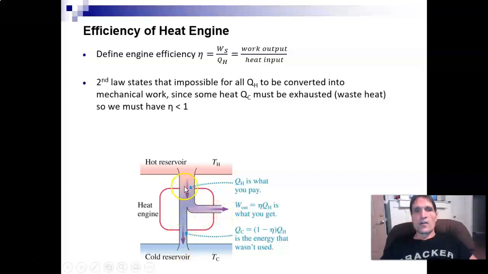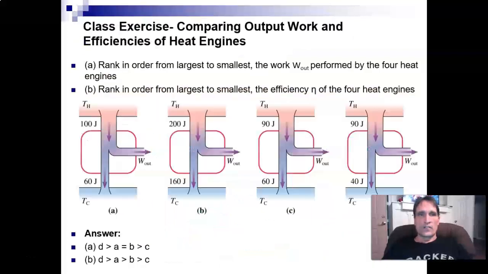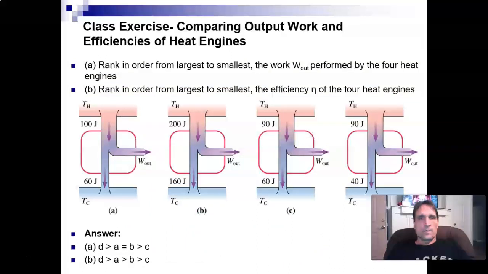And so your arrows show the directions, and the magnitude of the arrow, Q hot, is equal to the sum of the work plus the exhaust heat that's discarded. And so you should be able to draw these diagrams for different thermodynamic processes. Let's do an example here.